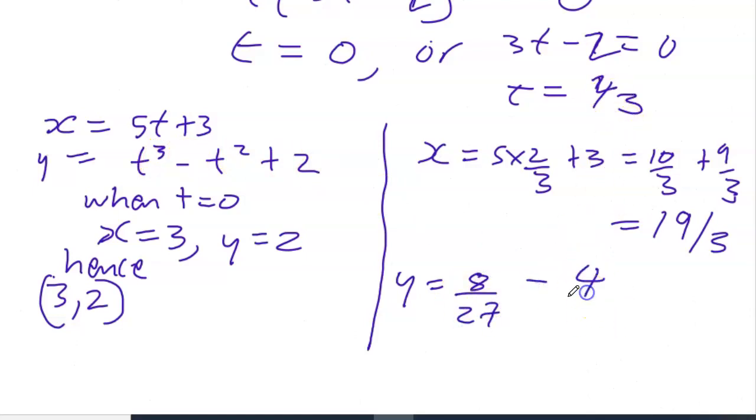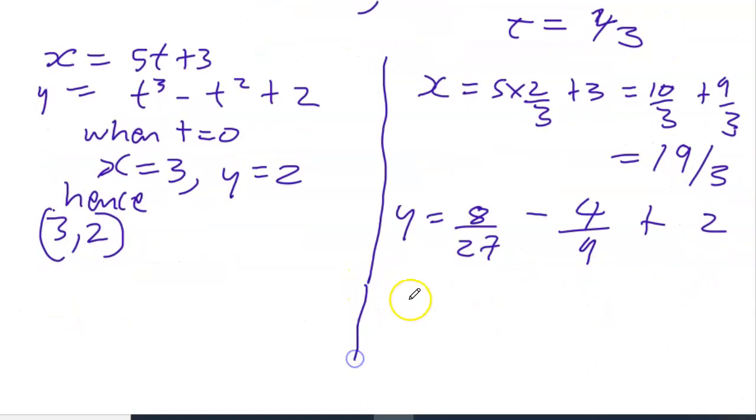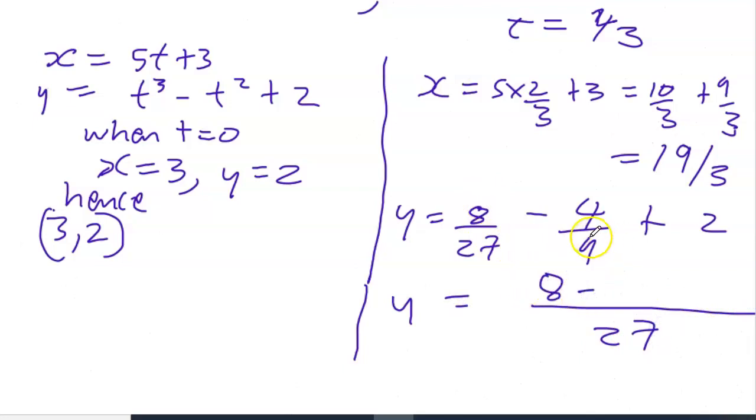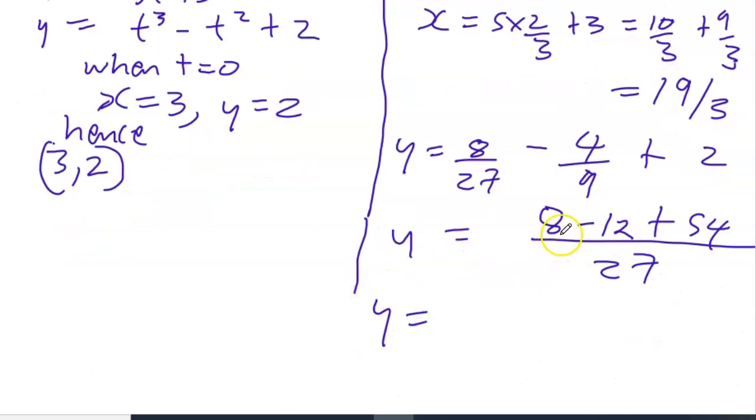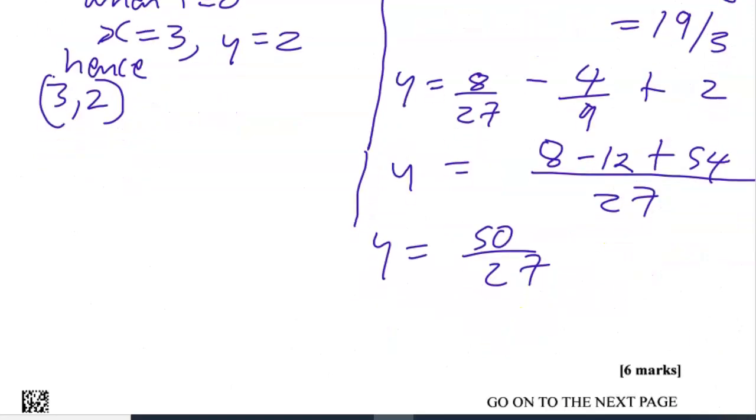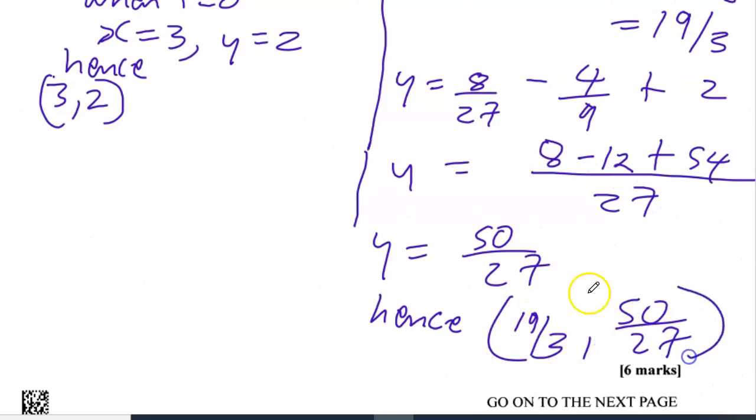Minus 4 over 9 plus 2. We can make all the denominators be 27, so we end up with 8 minus 12 plus 54. So 8 minus 12, that's minus 4, so that's 50 over 27. So hence the point here would be x is 19 over 3, and y is 50 upon 27.